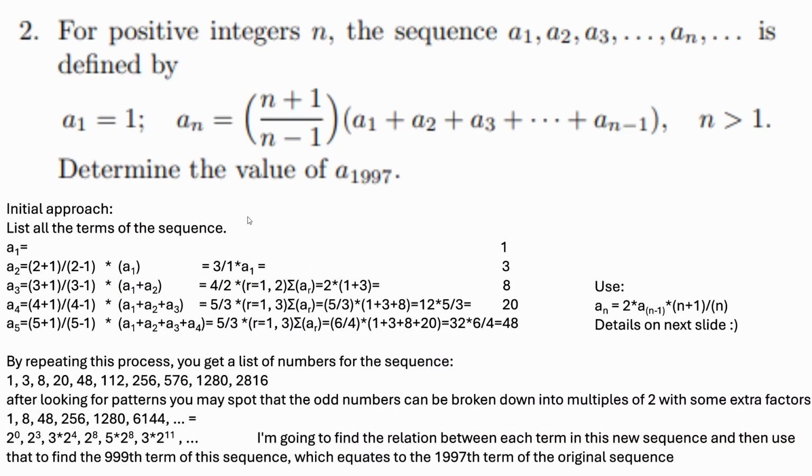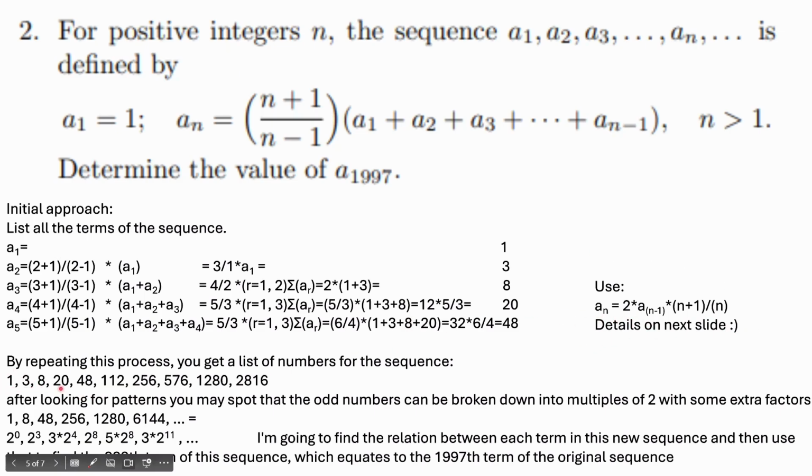Now, going deeper into that approach, I listed the terms of the sequence. Initially, this was hard because you did 1 and then you had to put that into the next term, and then you found 3 and then you got 1, 3, 8, 20, 48. And so on the next slide I'll show you how I made this quicker, and I found a rule that will make this easier. an is equal to 2 times an minus 1 multiplied by (n plus 1) over n. And that rule was helpful. Using that rule, I repeated the process and I got this list.